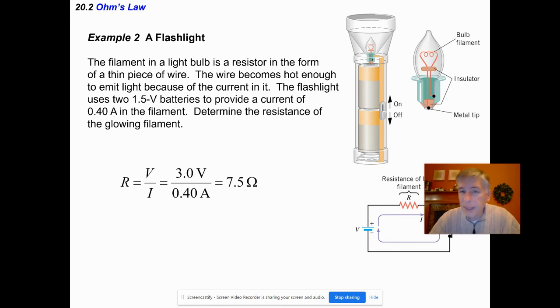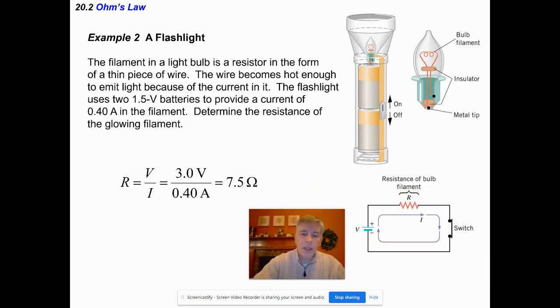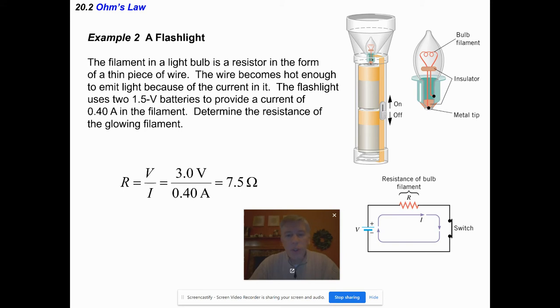A light bulb would be an example of a resistor. So if you knew that you had two 1.5 volt batteries, which are typical AAs or AAAs or Cs or Ds, and you provide the current of 0.4 amps in this filament, we could find the resistance. We would just say, okay, we've got two of them connected. That's a total of 3 volts across this resistor with 0.4 amps going through it. So the light bulb must be a 7.5 ohm resistor. So just an example of Ohm's law.